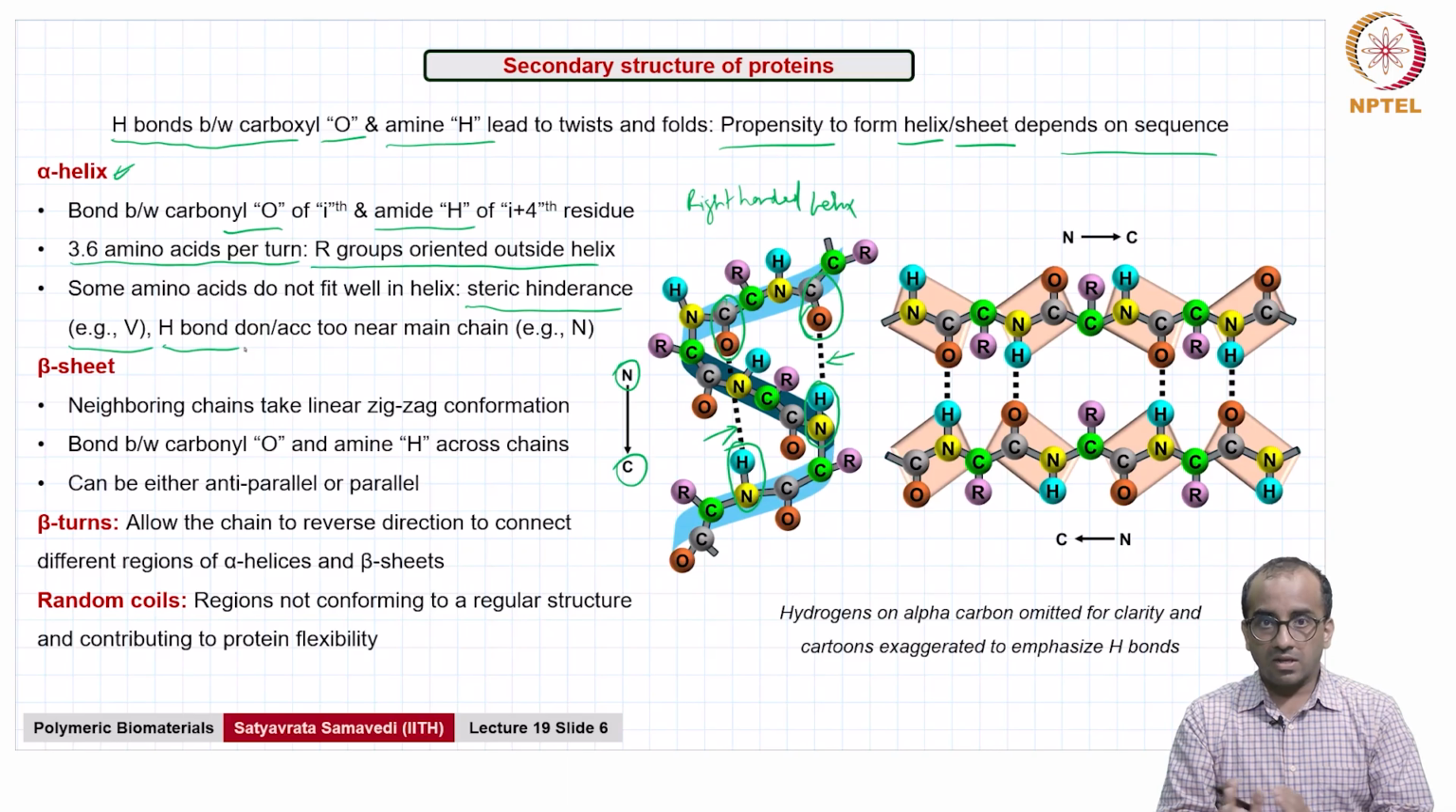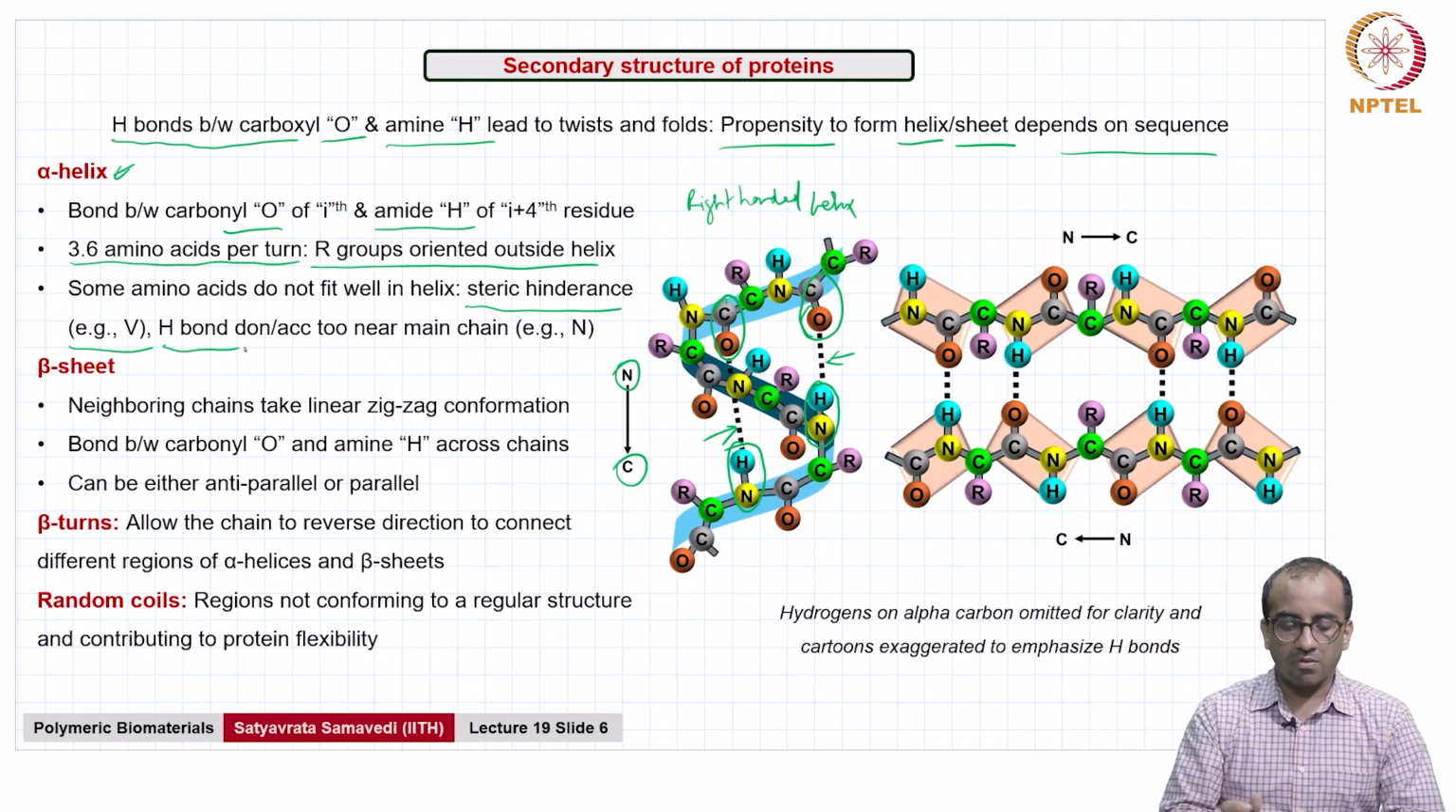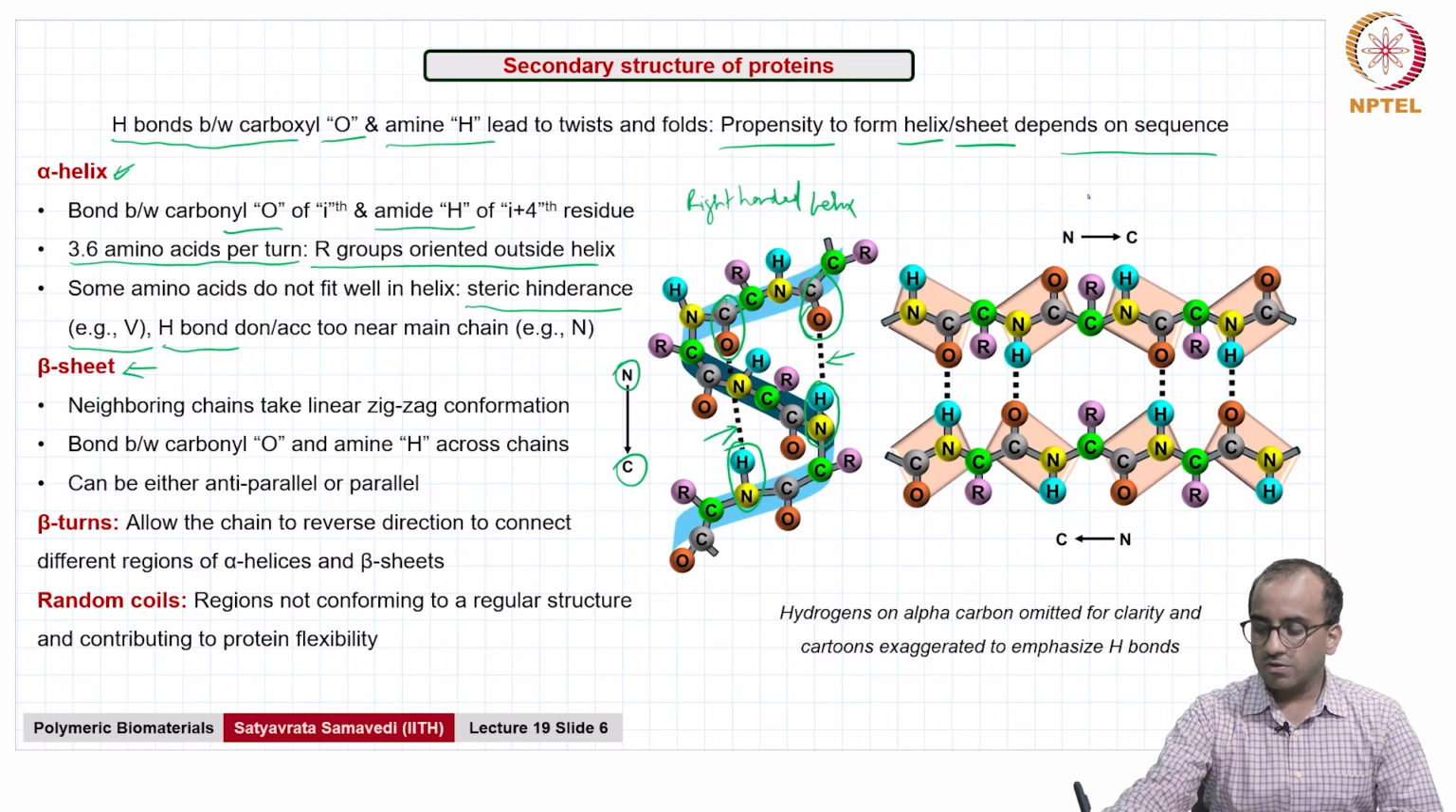Now, another type of secondary structure that proteins can form is what is called a beta sheet, a picture of which is shown here.